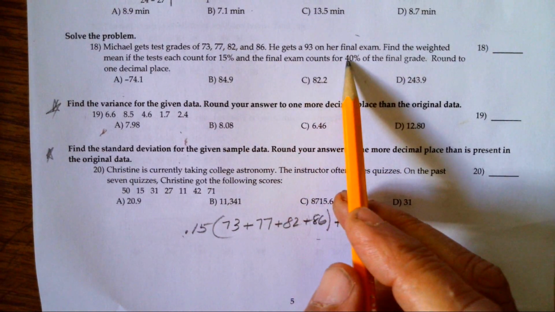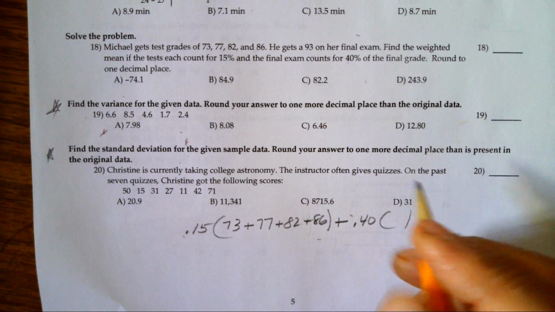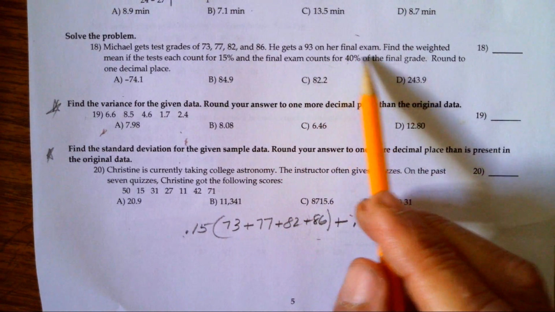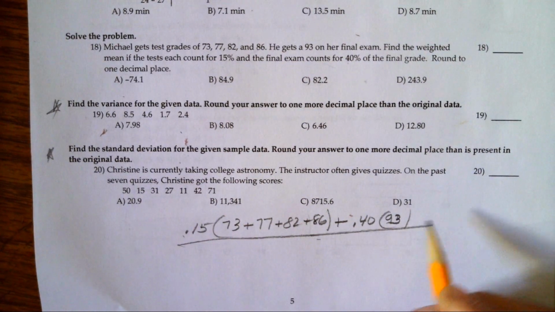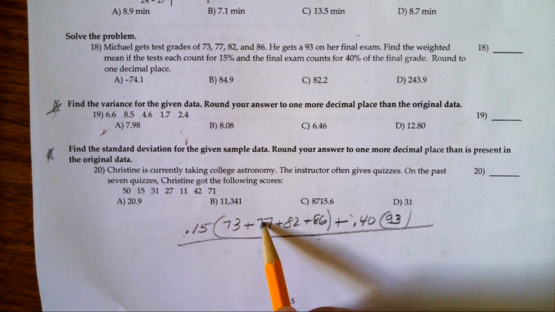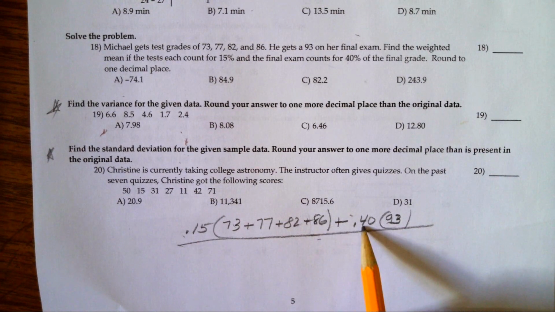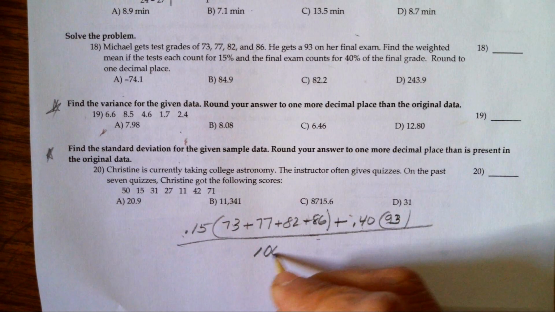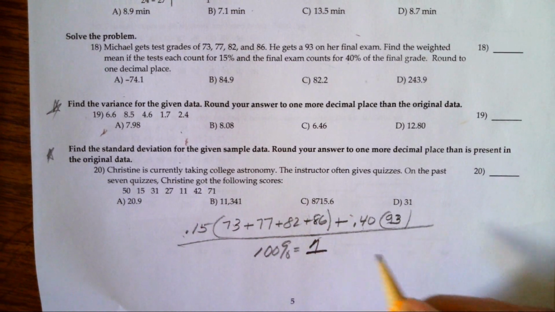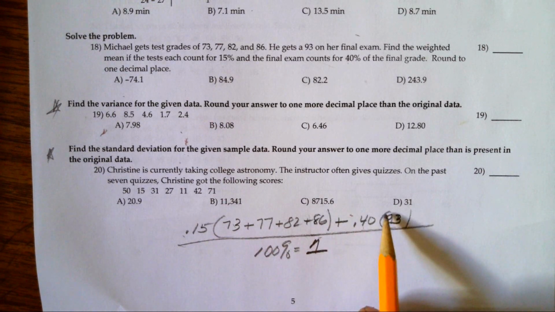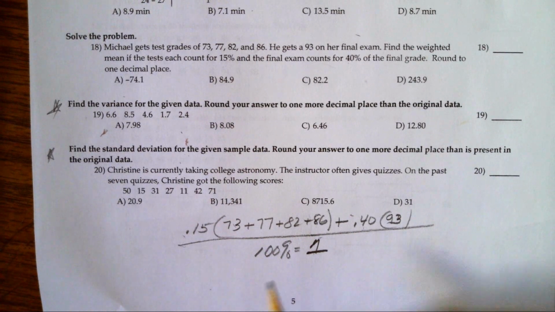The final exam, he tells me, is worth 40%. 40% as a decimal is 0.40. And the score on the final was a 93. Now, this is divided by the sum of the weights. 15%, 15 is 30, 15 more is 45, 15 more is 60, plus 40%. This always works out to be 100%, which is the whole number 1. All you need to do is this multiplication, and you get your answer, because division by 1 will just be that. So, 0.15.